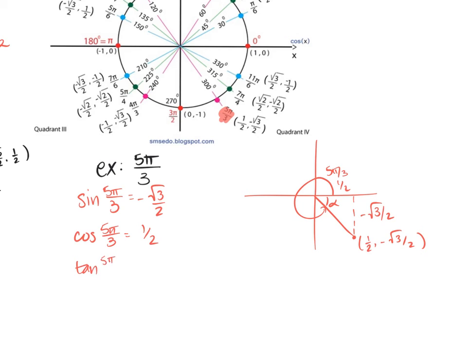Tangent of 5 pi over 3 is going to be negative square root 3. Cosecant of 5 pi over 3 is going to be negative 2 root 3 over 3. And secant of 5 pi over 3 is going to be 2. And lastly, cotangent of 5 pi over 3 is going to be negative root 3 over 3. And those are our answers. Lastly, let's look at negative 2 pi over 3.